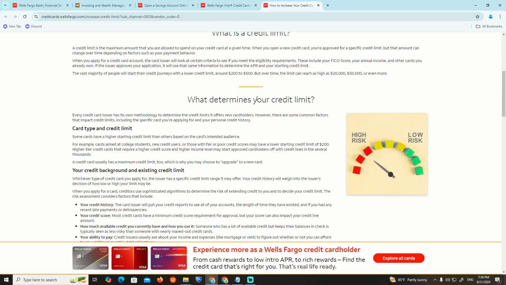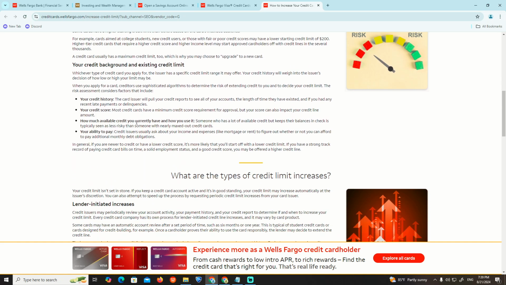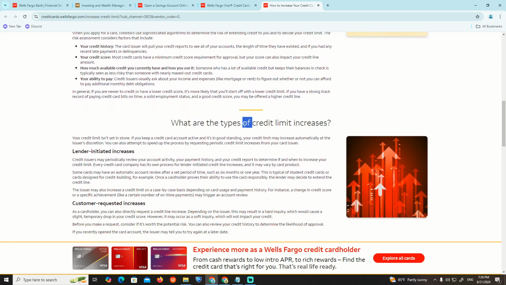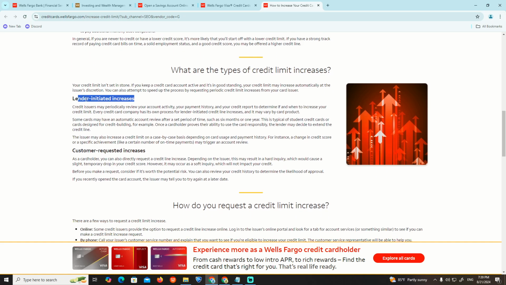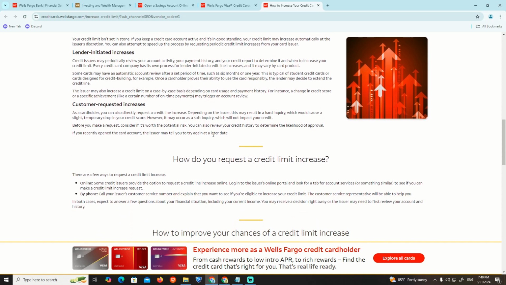So we have to see here what credit limit means. What are the types of limit changes? Credit limit increase, lender initiated increase, and customer requested increase. How do you request an increase?